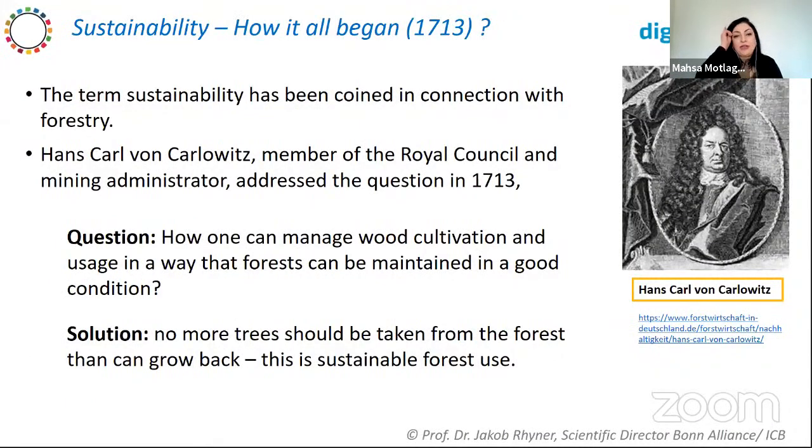I would like to start with a very short introduction about sustainability itself, how that term came about and how it started. Throughout history, the term started in the forestry domain with Hans Carl von Carlowitz, who asked how one can manage wood cultivation and usage in a way that the forest can be maintained in good condition. The solution was that no more trees should be taken from the forest than can grow back. So the sustainability idea started from that time.